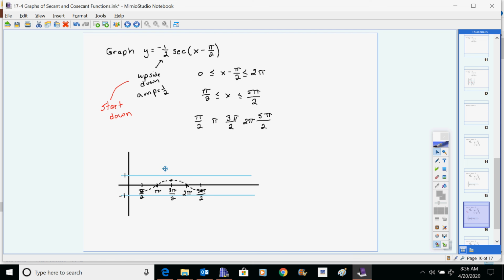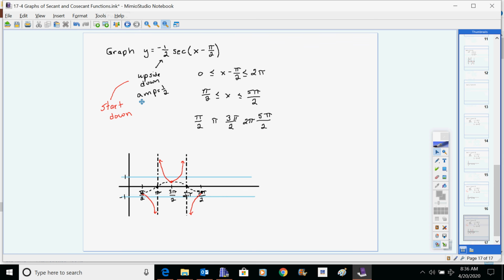cosine. All right, then drop in your asymptotes. Asymptotes only happen at the x-intercepts. So you would drop in your asymptote here and an asymptote here. There they are. Drop in your asymptotes, put dots on your key points, make it approach the asymptotes.